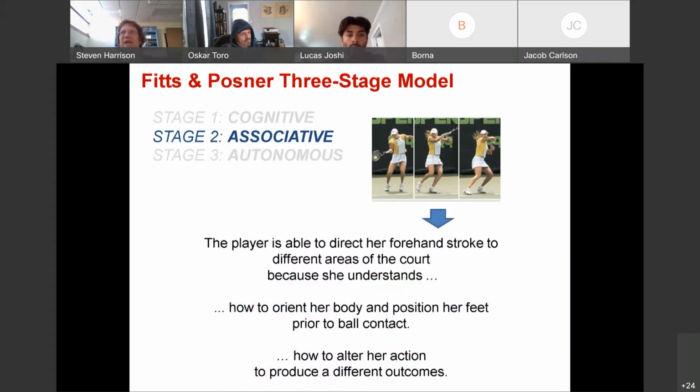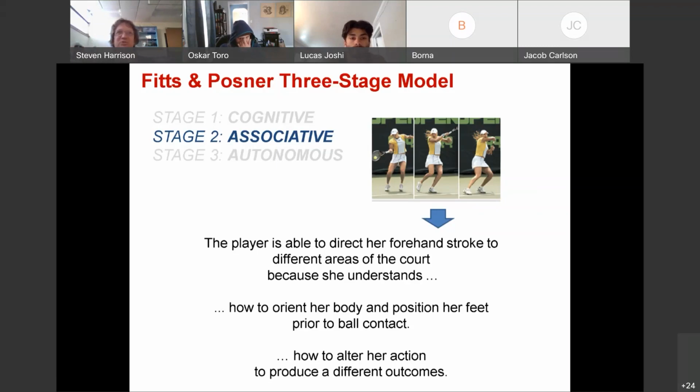Here we've got a tennis player performing a forehand return. This player is able to direct her forehand stroke to different areas of the court if she's in the associative stage, because she understands in this stage how to contextualize it to the situation.